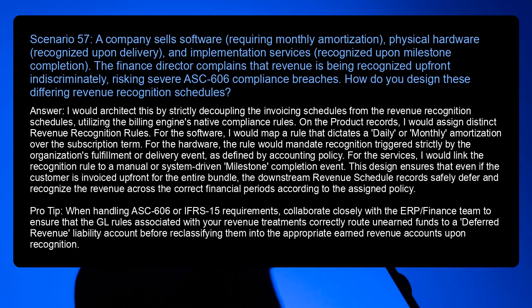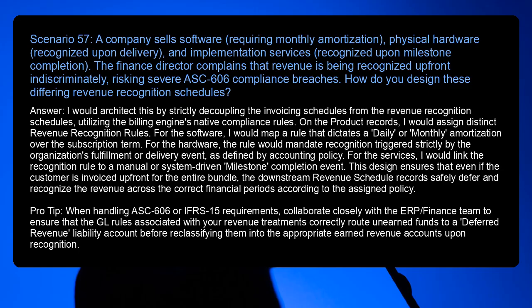Scenario 57. A company sells software requiring monthly amortization, physical hardware recognized upon delivery, and implementation services recognized upon milestone completion. The finance director complains that revenue is being recognized upfront indiscriminately, risking severe ASC 606 compliance breaches. How do you design these differing revenue recognition schedules?